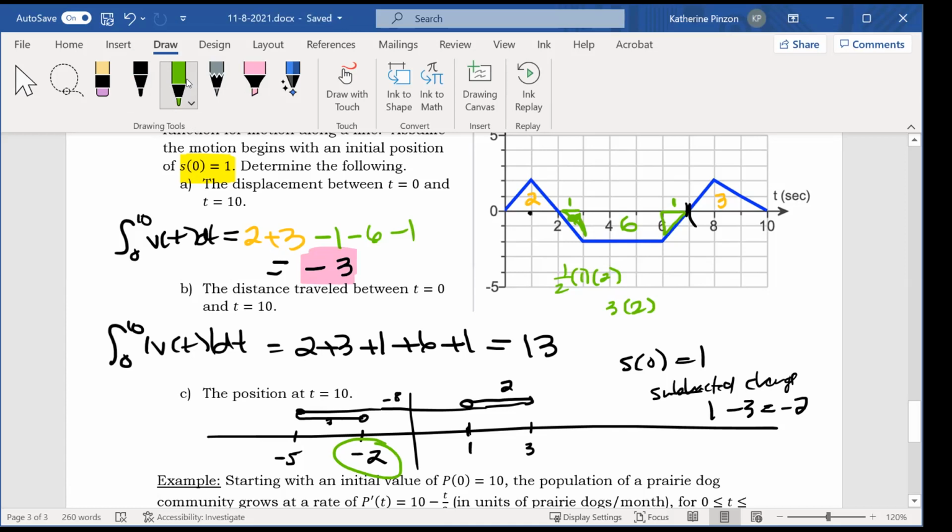So you should be able to find his position at any time, right? Like I could ask you, where is he at time 4? If I ask you, where is this particle at time 4? All you do is say, I'm going to add 2 and subtract 1, 2, 3, add 2, subtract 3, because I only want the area up through 4.